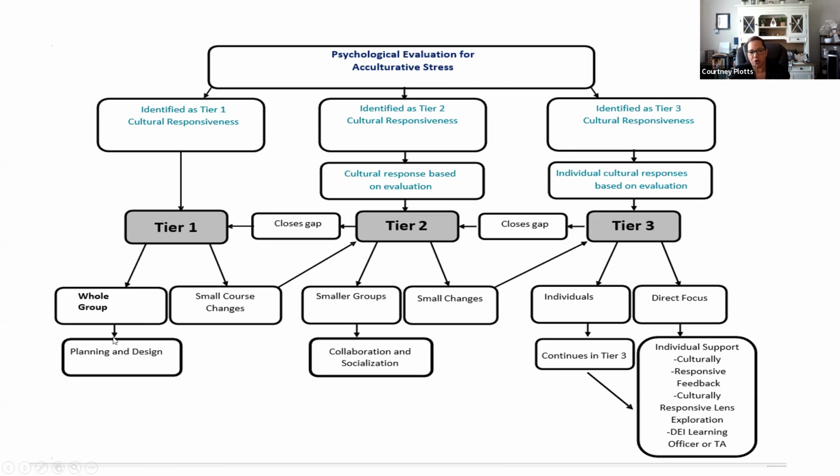So in general, there are things we can do for all students that can be helpful. But let's say that that's not enough for a student. Well, then we'd have to look at tier 1 and tier 2. We'd have to look at how we're doing everything for everyone, and then how we're putting them in small groups, because that could be a very marginalizing process. And let's say those two things don't work.